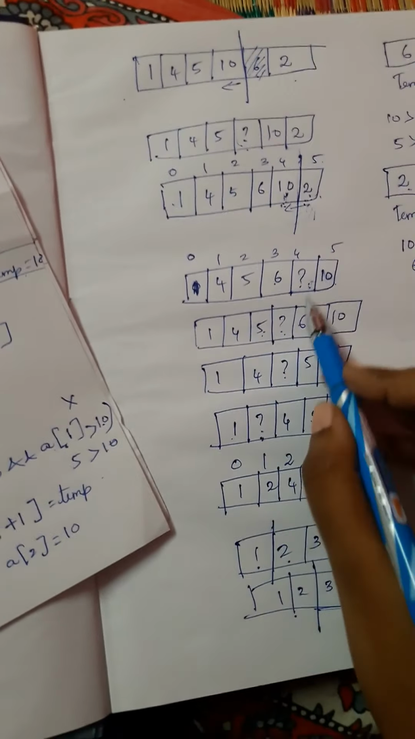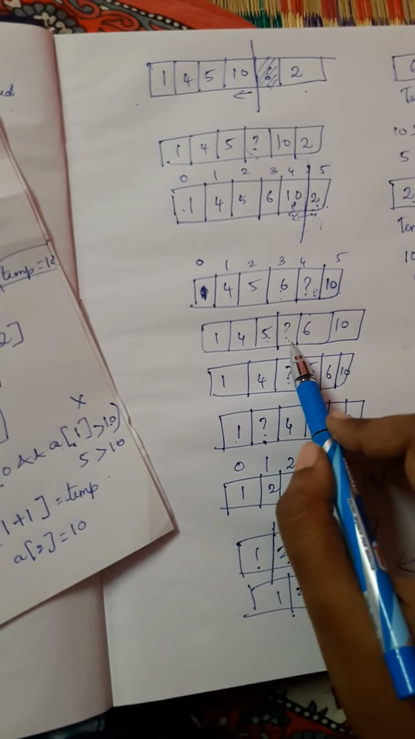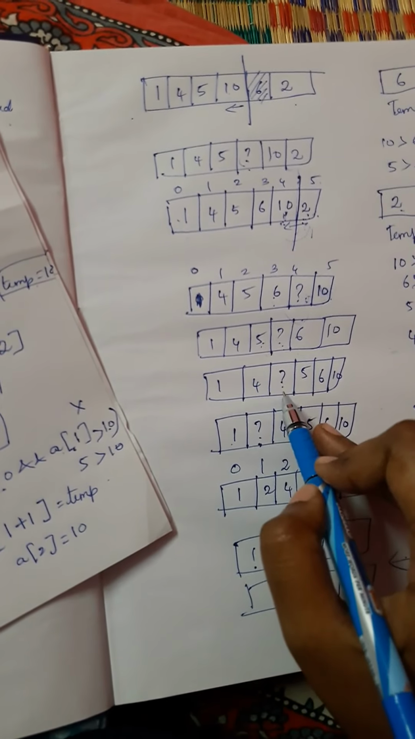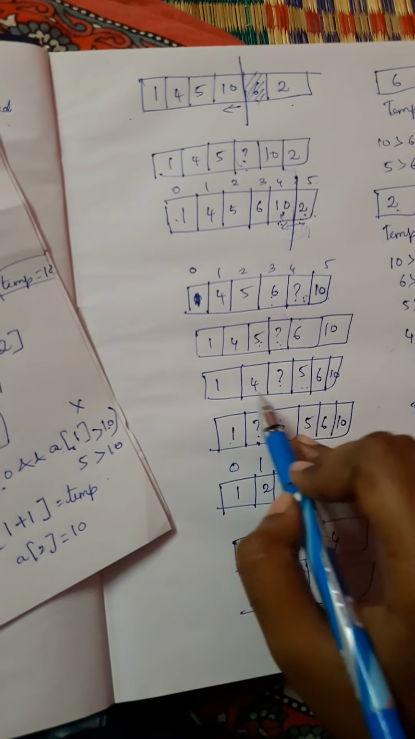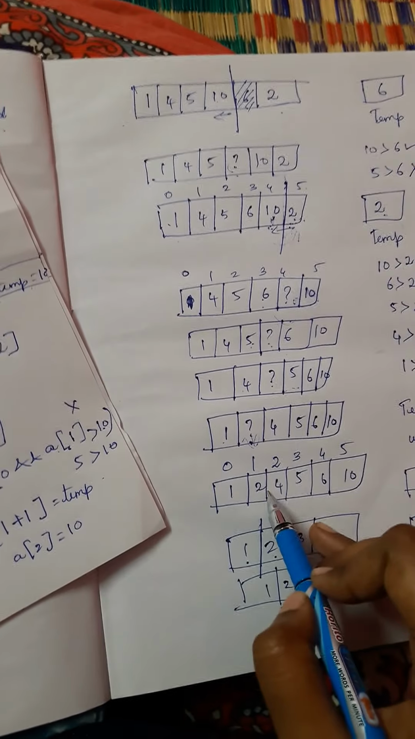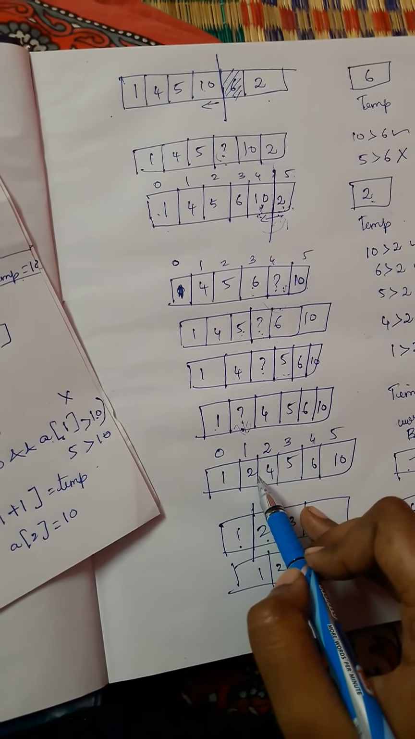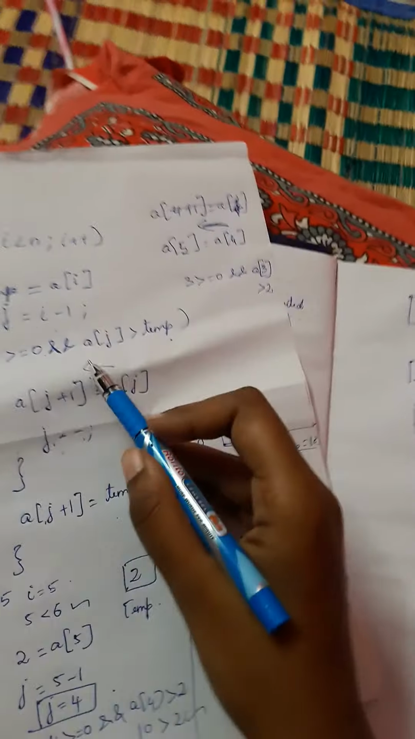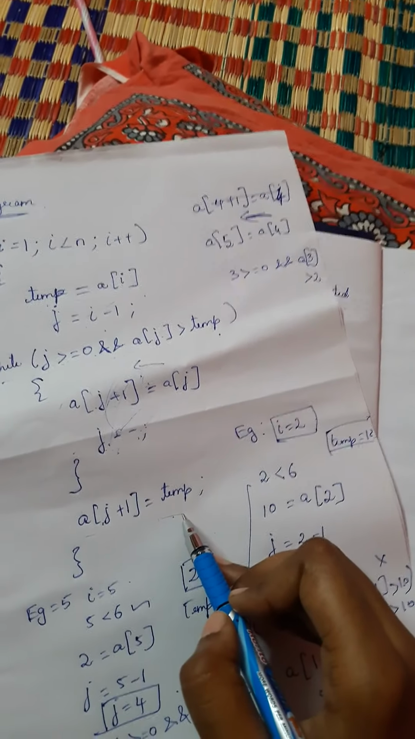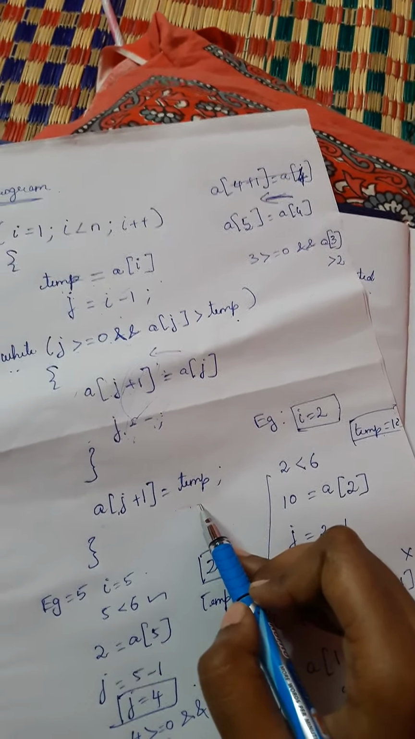Here what we have done is compared this. Again it is decremented, meaning we are shifting this 6 one step forward, then again 5 one step forward, again 4 one step forward. At this point the condition fails. So 2 is located at this position. The loop fails at the end, and at this position we will get the answer.